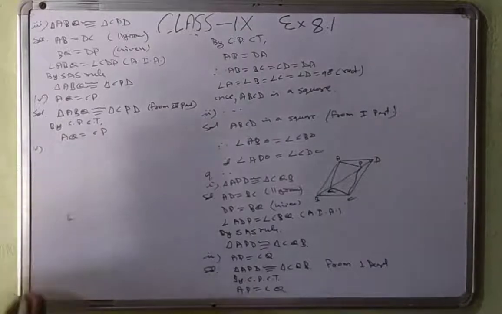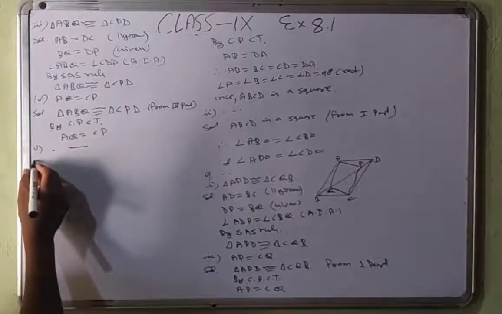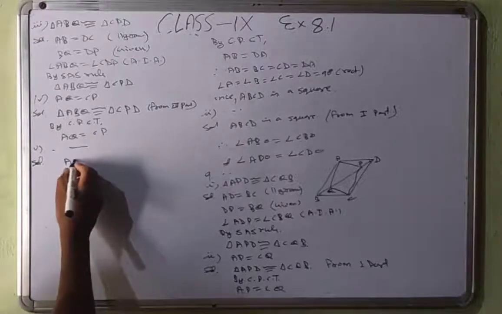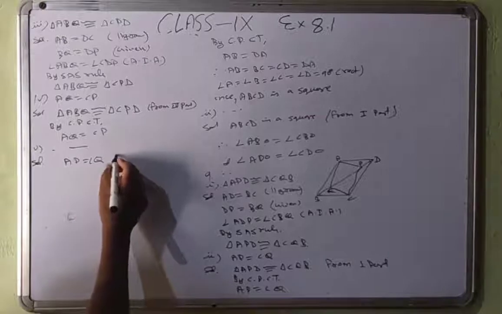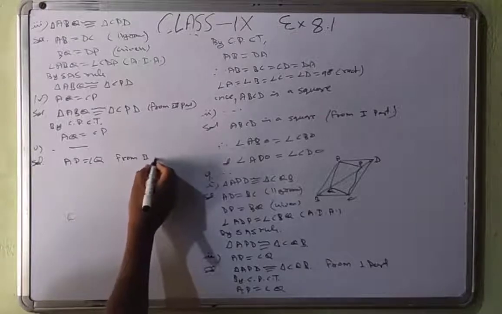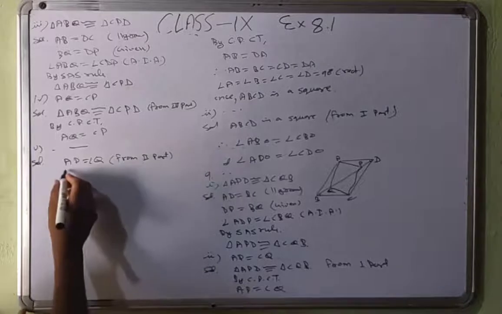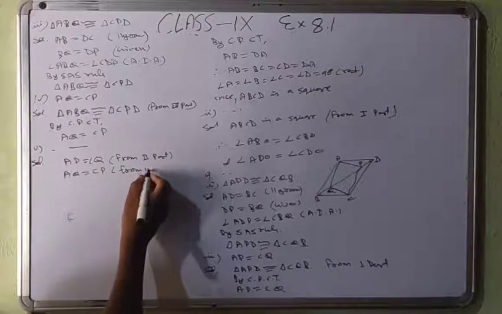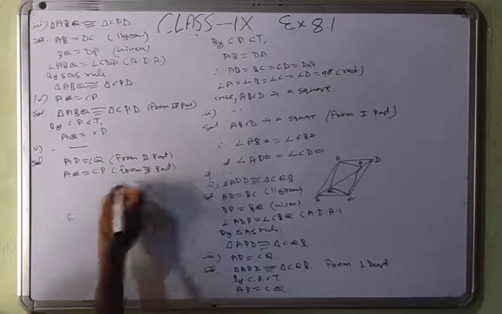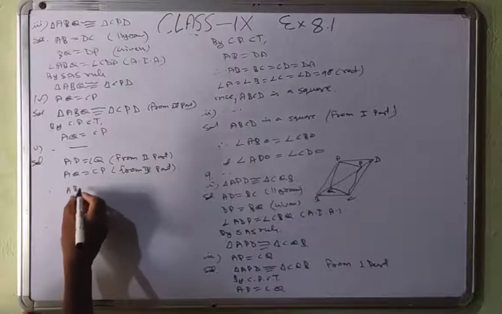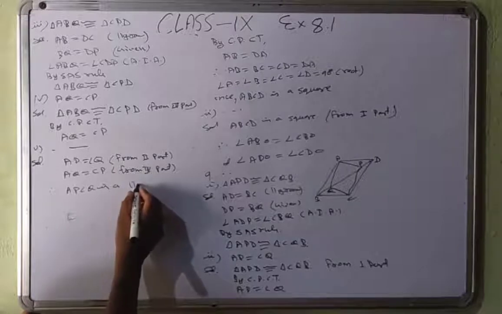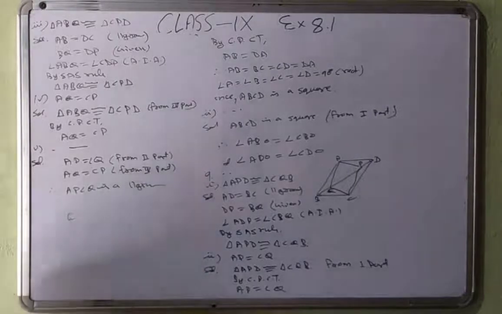The fifth part: APCQ is a parallelogram. Solution: AP is equal to CQ from the second part, and AQ is equal to CP from the fourth part. So APCQ is a parallelogram, right?